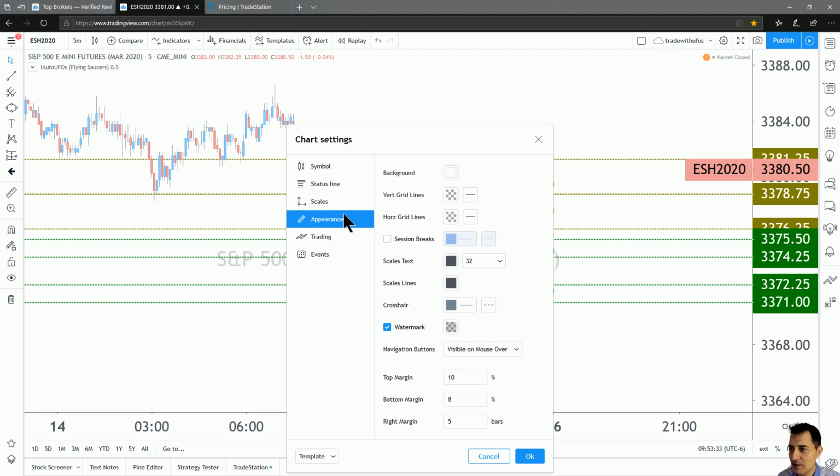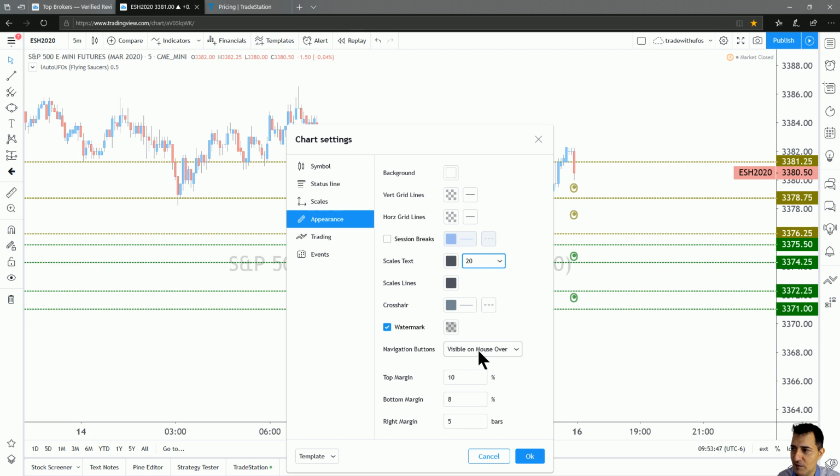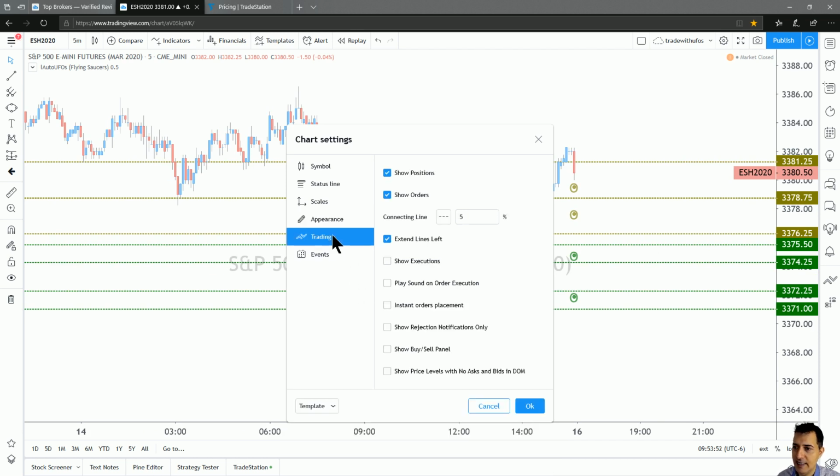Then we got the appearance, where you can have a watermark. We are showing that here with the watermark. We got the S&P 500, so I could disable it or enable it. You can change the font, as I did before. All of these things are customizable. And then we got trading, which has to do with the trades you take. Do you want to show them on the chart? Do you want to show orders waiting to get filled on the chart? What do you want to show?